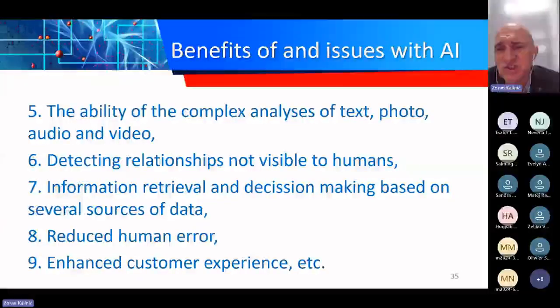Again, information retrieval and decision making based on several sources of data. Now, complex systems can use many different sources of data. Again, for example, self-driving cars are using cameras. They're using LiDARs, it's a kind of radar. They can also use satellite images and data from transportation centers and many other sources of data, and based on the analysis of all of these complex sources, we can make a decision.